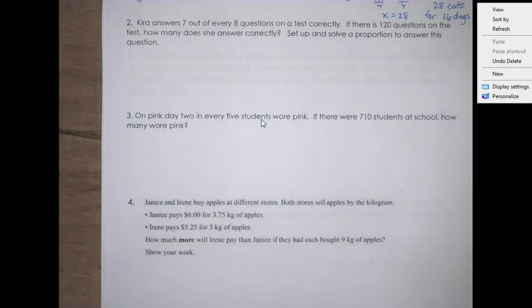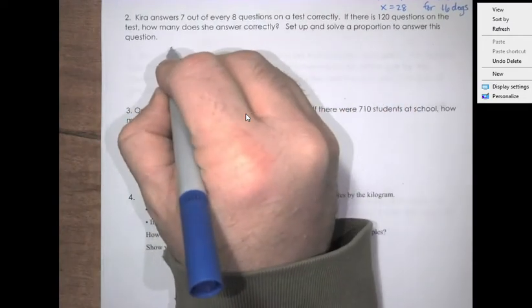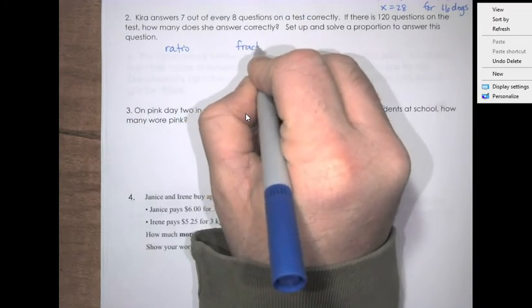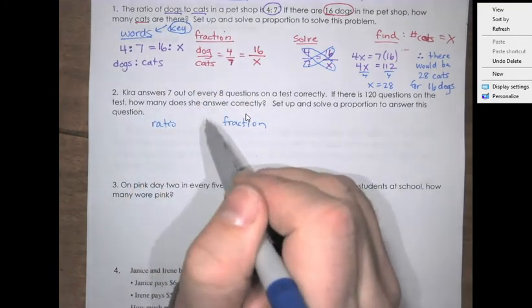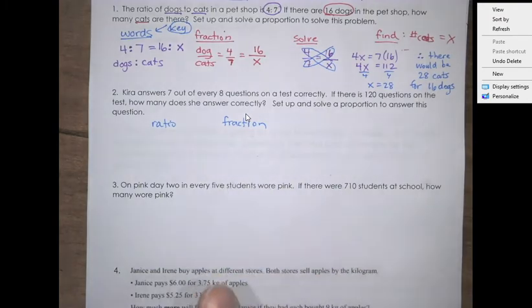Kira answers 7 out of the 8 questions on the test correctly. There are 120 questions on the test. How many does she answer correctly? What I'm going to do is push pause, and I want to see if you can set up either a ratio or a fraction similar to what I did up here. Can you set this up? Then I will come back after you've tried it, and you can give that a go.